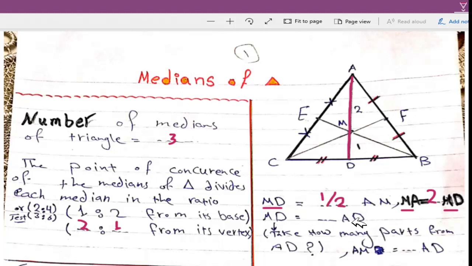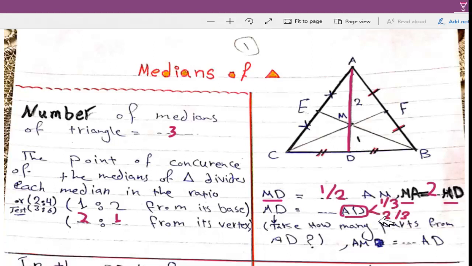MD equals how many of AD? AD is the whole median. You know, if you see the whole median, you can use two ratios, a third or 2/3. So MD equals a third of the median or 2/3 of the median. If MD is the smallest, you take 1/3. If it is the longest one, it will be 2/3. So MD is the smallest one, so it will be a third of AD.